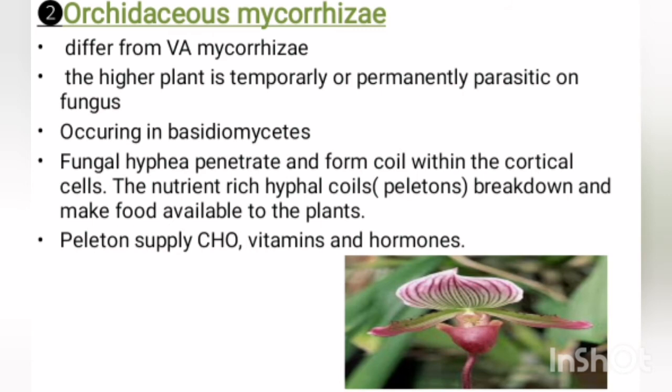The hyphae of the fungus penetrate the cells of the cortex and form coils within the cortical cells. The nutrient-rich hyphal coils, generally called pelotons, then break down, making food available to the plant. The degenerating peloton supplies the orchid with carbohydrate and probably vitamins and hormones obtained by saprophytic action of the fungus outside the root.